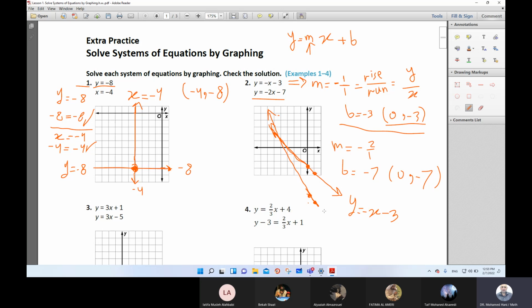Okay, the second linear equation, as you see, y equals minus 2x minus 7. But who can tell me where is the common point between them? Or do you have common points here?